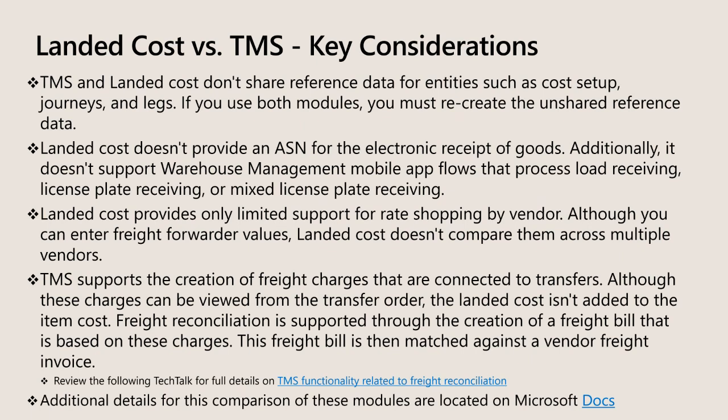Second point is that landed cost doesn't provide an ASN for the electronic receipt of goods. As many of you might know, with inbound loads you can process an ASN, and that automatically gives you your container structure, and you can receive against an ASN. As soon as you receive that ASN, you can post product receipt, or again, depending on your configurations, you can determine what you want to do when you receive that ASN information. So we have some out of the box functionality for that related to inbound loads. That same functionality does not exist for the landed cost module. So just something to keep in mind.